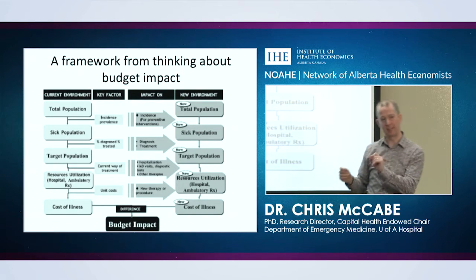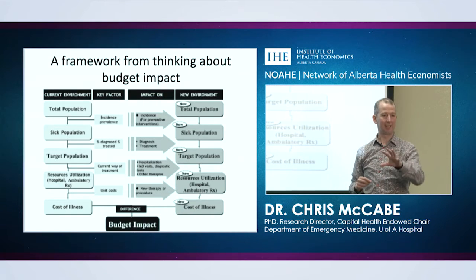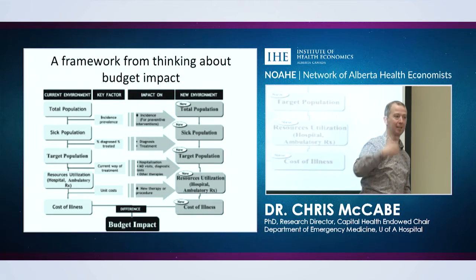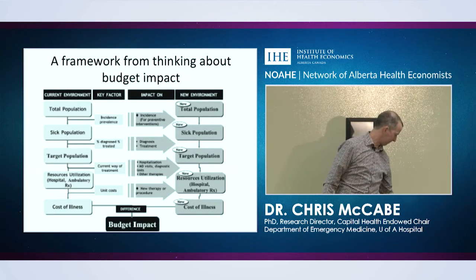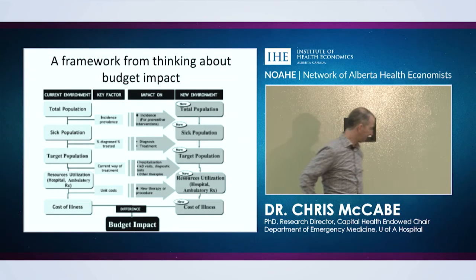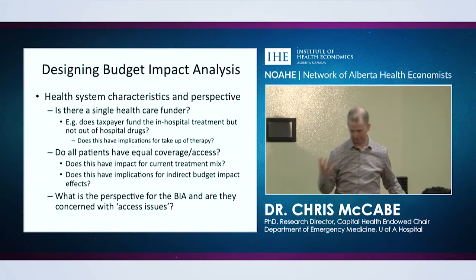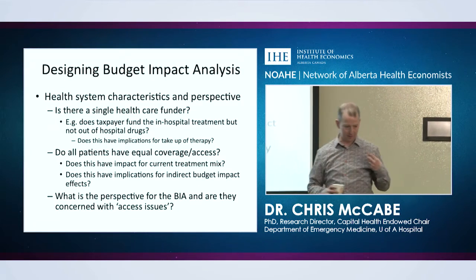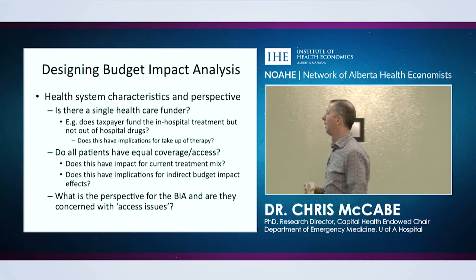And budget impact analysis is one of the places where it's really important that we recognize that and we don't aggregate. So I'm going to say a little bit about timelines and cycle length for budget impact that's a bit different. Okay, so, things to think about: health system characteristics and the perspective that you're building your budget impact model for.